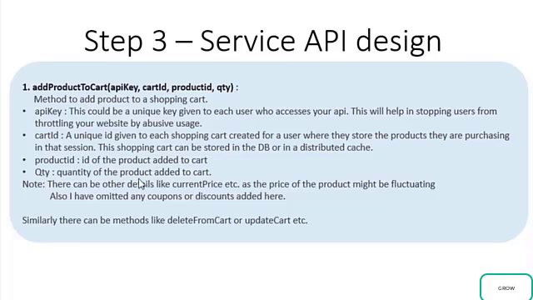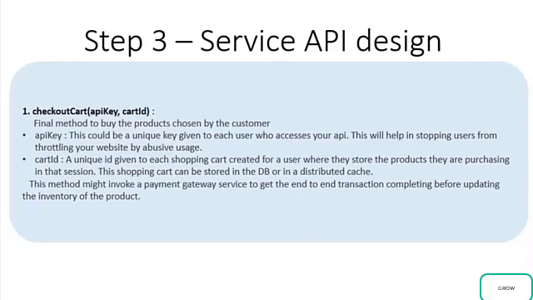Similar to this, there can be other methods like delete product from a cart, or update cart if you want to change quantities of a product that you're buying. Checkout cart. This is the final stage where the user payment information can be used, and the method can talk to a third party payment gateway, and deduct money from the user's credit card or bank account, and finally create an order in the system.